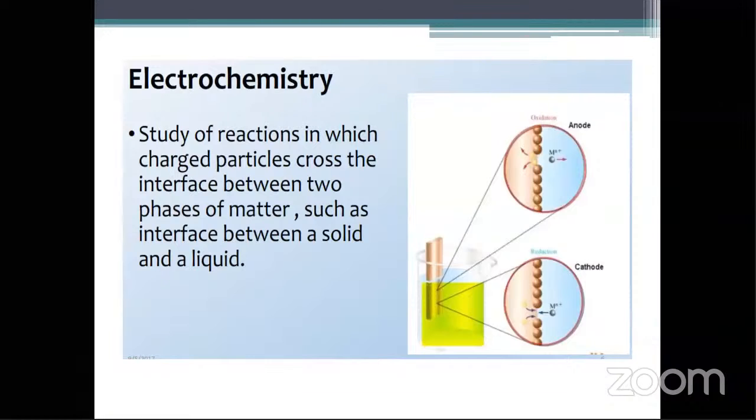So from this electrical double layer, we can describe electrochemistry. What is electrochemistry? The study of reactions in which a charged particle crosses the interface between two phases of matter, such as the interface between a solid and a liquid. That is known as electrochemistry. This electrical double layer is a part of electrochemistry, and through this theory we can describe the stability of colloid as well as the stability of emulsion and suspension.